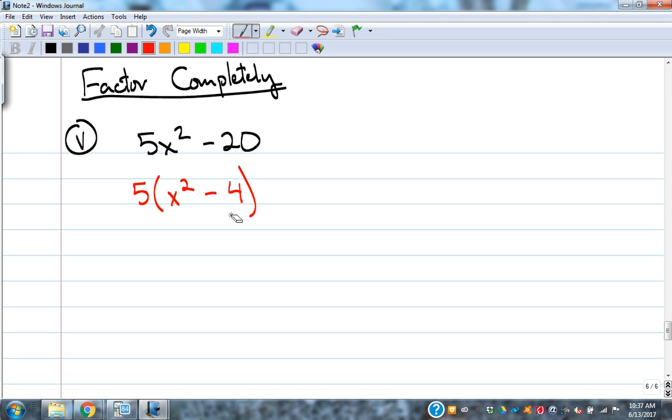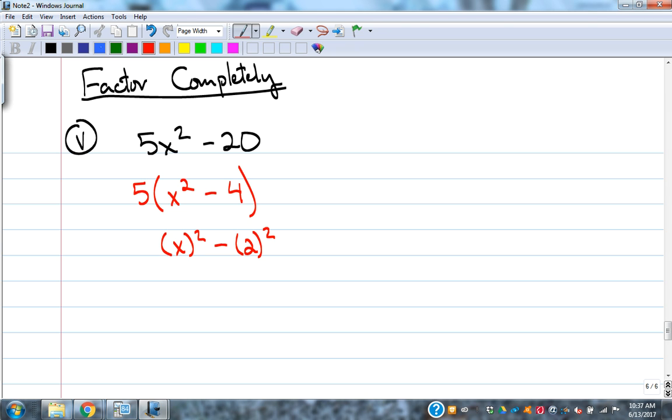So here I have x squared minus 4. That's got 2 terms and a minus sign in the middle, and the x is squared. So that could be a what? Could be a difference of squares. Can I write x squared minus 4 as something squared minus something squared? Well, x squared. What squared is 4? 2. So yes, it is a difference of squares.